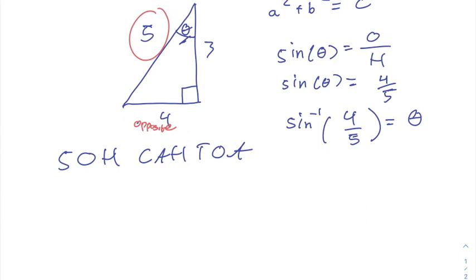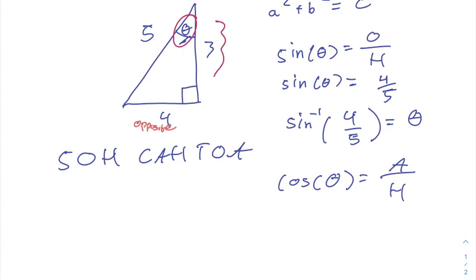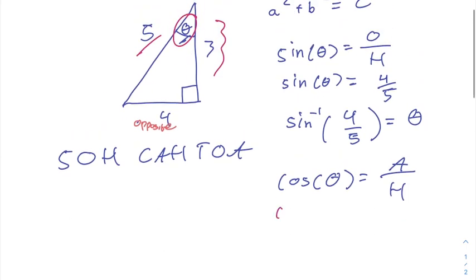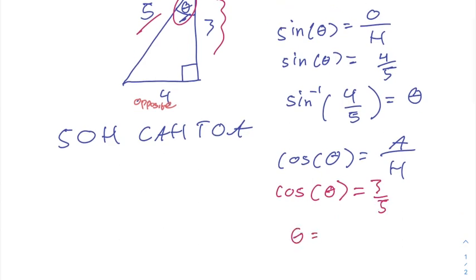cosine of theta. Now the cosine of theta is quite similar. So CAH stands for, so the cosine of theta stands for the adjacent over the hypotenuse, and the adjacent for this angle here is going to be given by 3, and the hypotenuse, well, we already know that from the previous step, which is going to be 5. So cosine of theta is going to be 3/5, and therefore theta is the inverse cosine of 3/5.